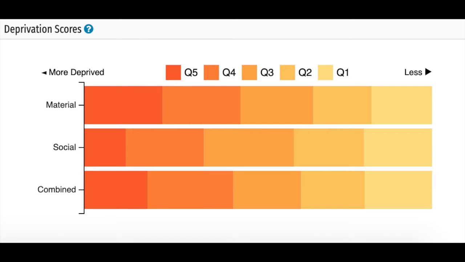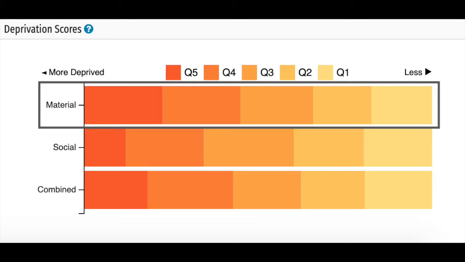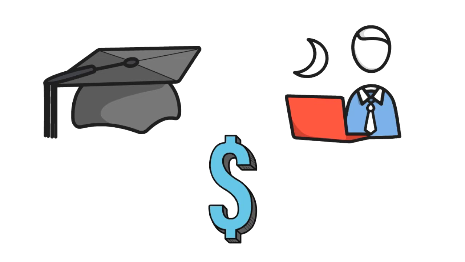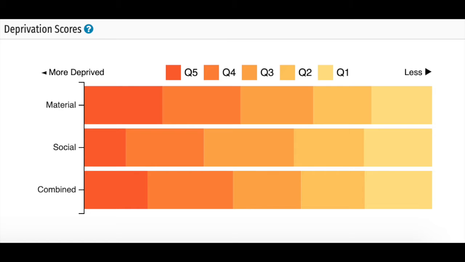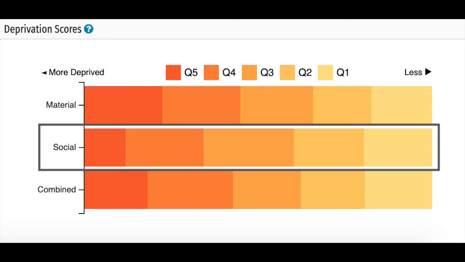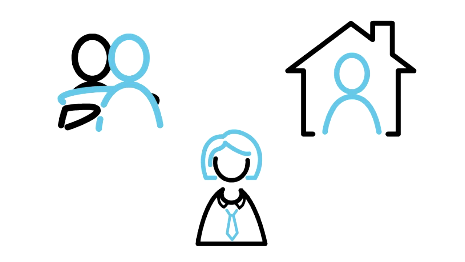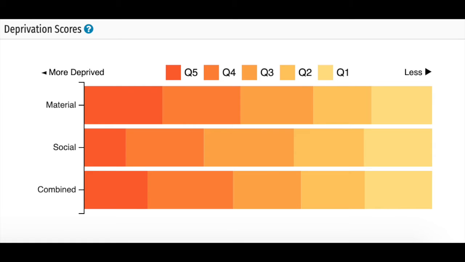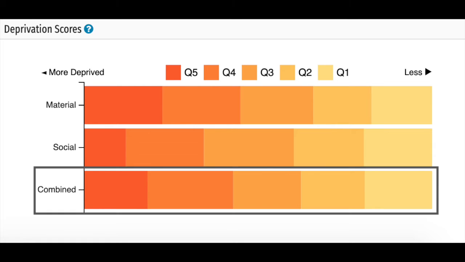Deprivation scores in the DPT are organized into three categories. Material, which reflects access to everyday goods and takes into account education level, employment, and average income. The other factor, social, assesses connection to family and community and looks at marital status, how many people live alone, and the prevalence of single-parent families. And finally, the third category, called combined, is a combination of both of the above.